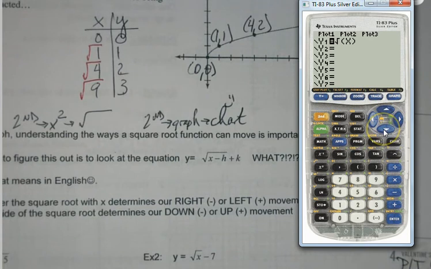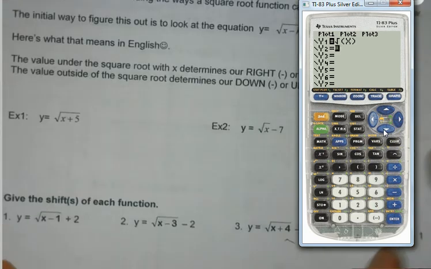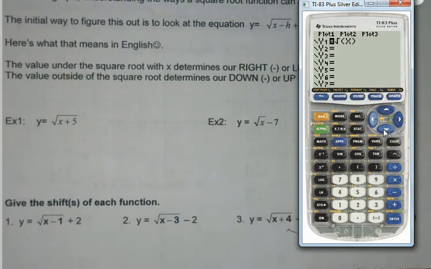And I'm going to hit down arrow because I'm going to graph two things at once. We won't do this all the time, but I want you to be able to see how this works. So when I get here to x plus 5, I'm going to show you how it works mathematically first, then we're going to visually see how this goes.